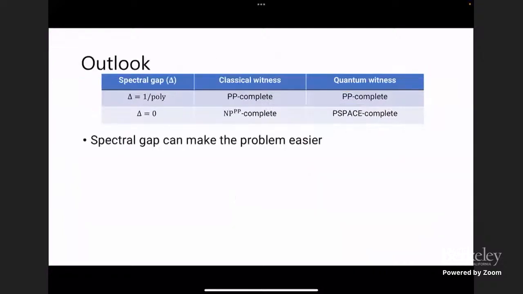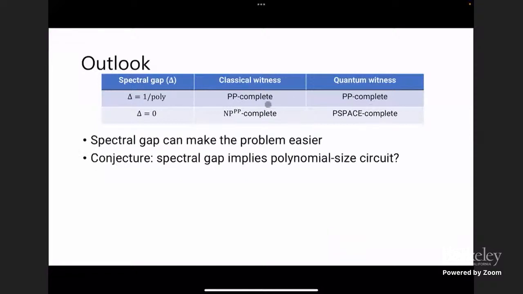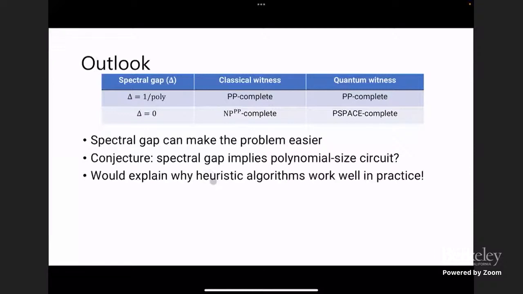So we've seen that the spectral gap can make the problem easier. And the fact that these two classes are the same might raise the question of whether the spectral gap promise is stronger than the low circuit complexity promise. So maybe if the spectral gap promise implies this other promise, then that would explain why these two classes coincide. And this is an interesting conjecture because if it's true, it would explain why, say, heuristic algorithms to find ground states seem to work well in practice today.